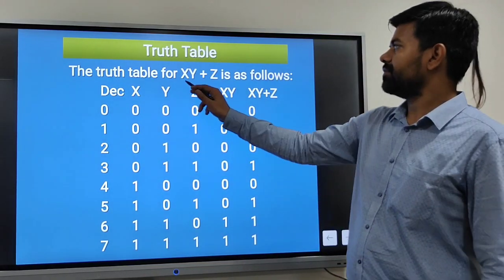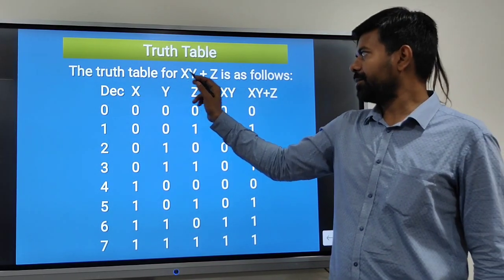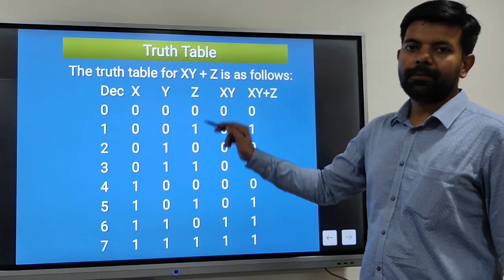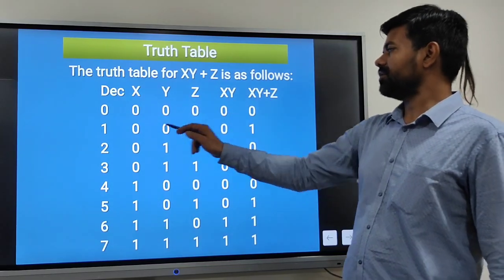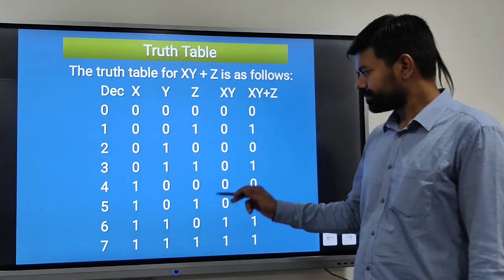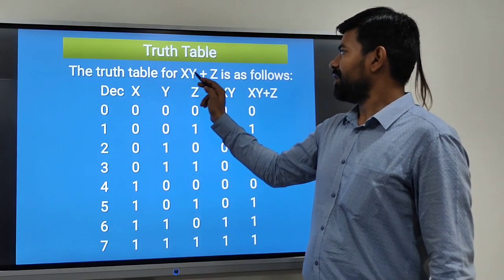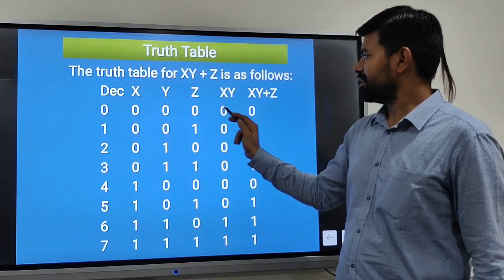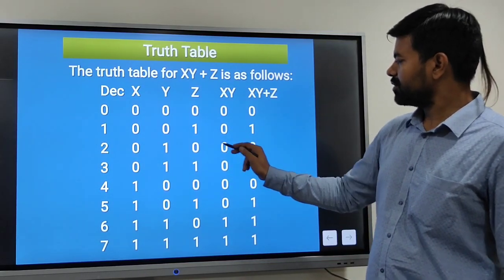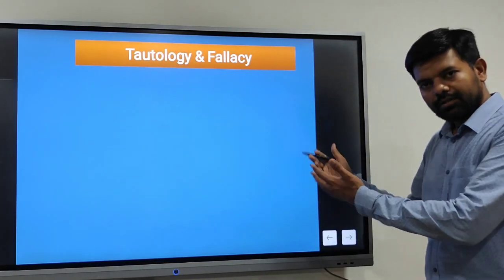Now what do we require? First we will bifurcate this expression into two parts, that is, first the AND part, then the combined addition part. First we will do the multiplication part, x and y. 0 multiplied by 0 comes 0. 0 multiplied by 1 comes 0. So we will get the xy part. Now we combine xy plus z, and so on.